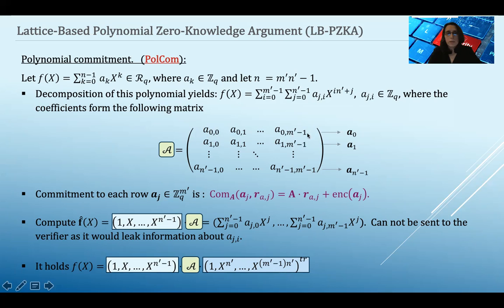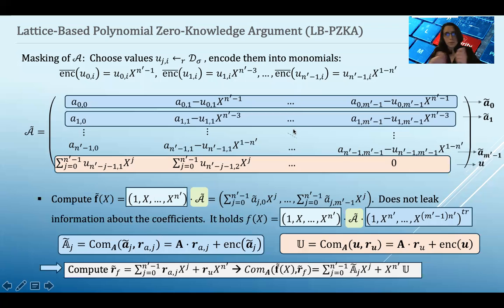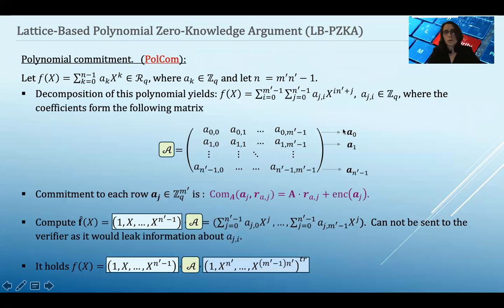Then each row of this matrix can be written into a vector a_j. So for instance, the zeroth row can be written into a vector a_0, the first row can be written into a vector a_1, and so on. In order to commit to each row, we pick a randomness r_{a_j}, and we compute the commitment as A times r_{a_j} plus the encoding of this row a_j.